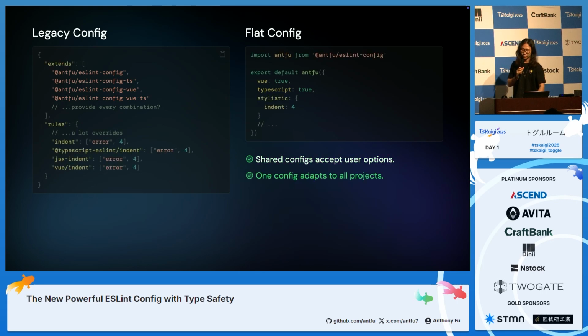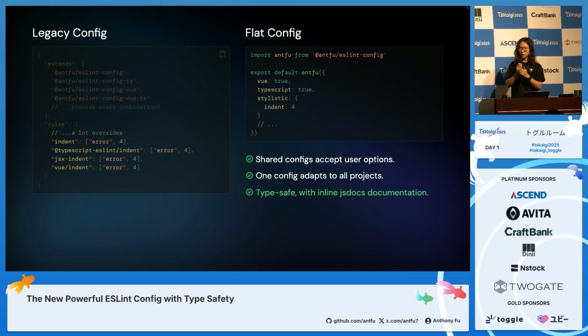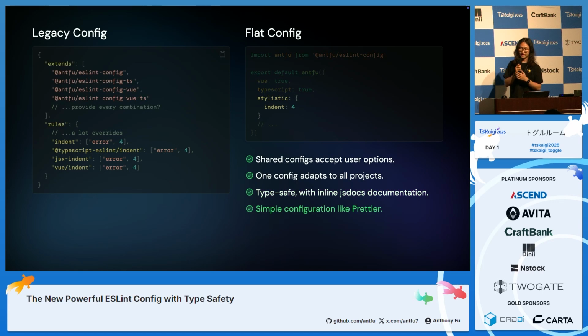But with the flat config, it allows you to provide semantic options to toggle each feature dynamically, making one single config able to adapt to different projects. And also, since it's just a JavaScript file, you can provide types and JSDoc in your config, making it type-safe or self-documented. Because of this flexibility, we could also have high-level abstractions to absorb the underlying complexity.